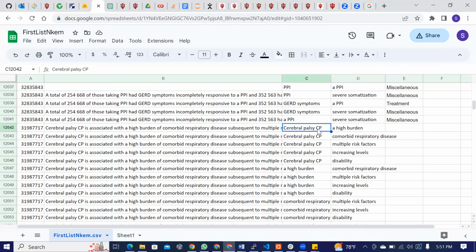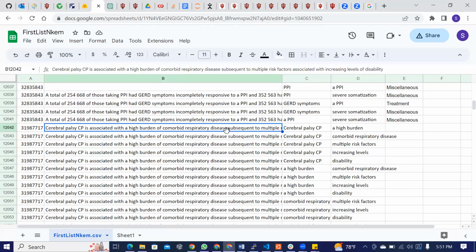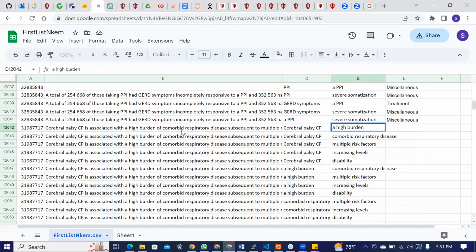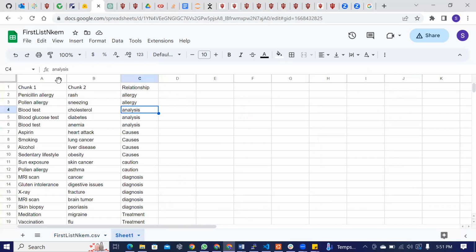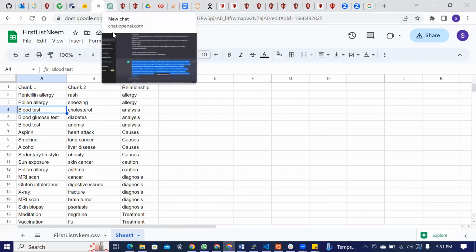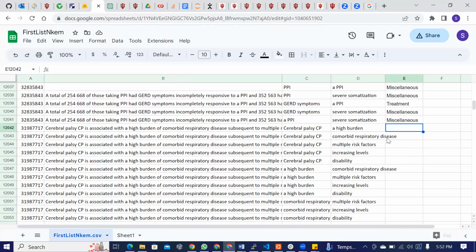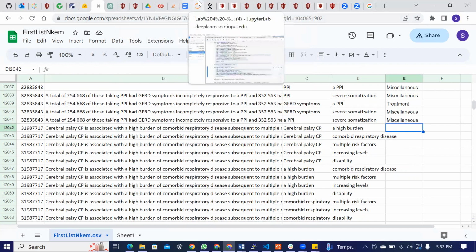So now we can look at this. Cerebral palsy and a high burden. Now, please, this is high burden. Don't think too much. High burden does not have a relationship. It's a description. This is what I'm trying to achieve, relationships. Now, penicillin rash allergy, you understand? Sneezing allergy, blood test, cholesterol analysis, I'm not looking for those. I don't want a high burden inside what I'm trying to plot.